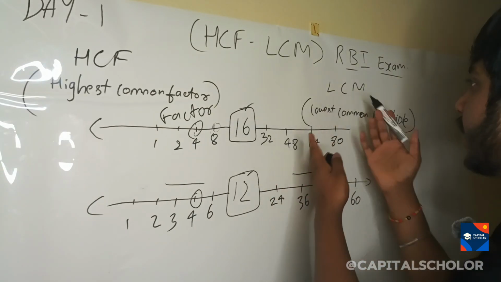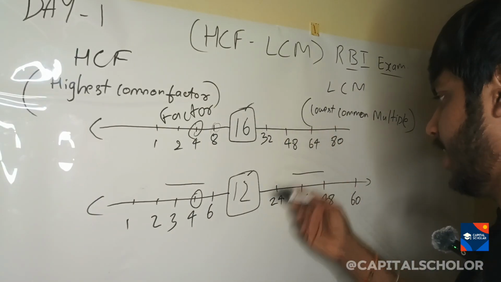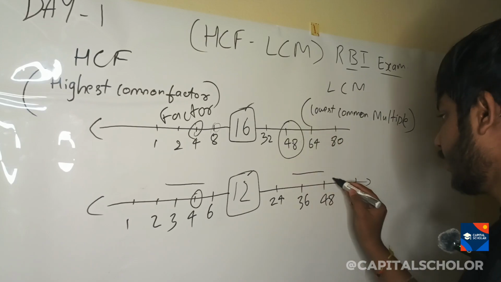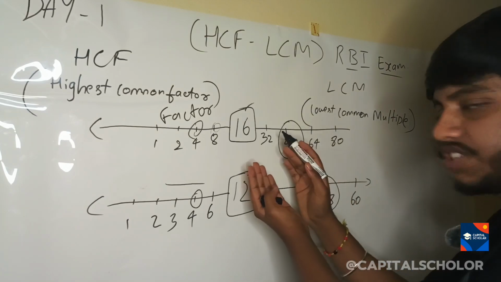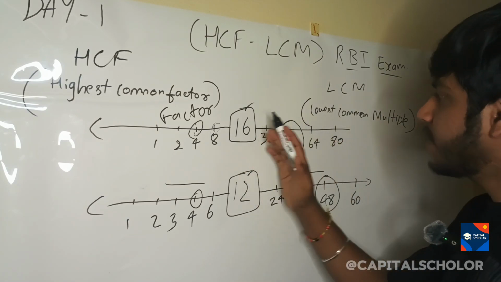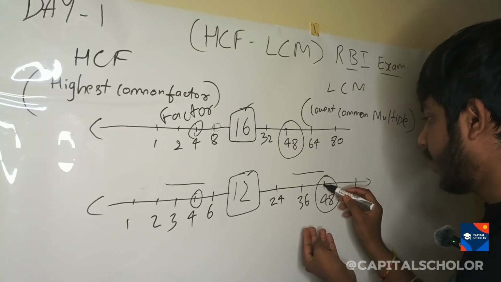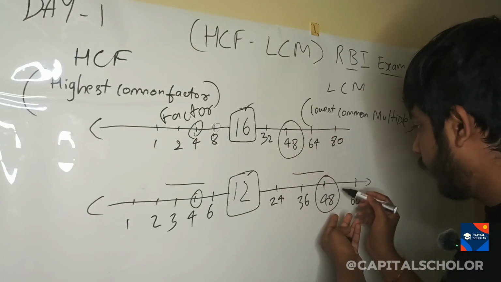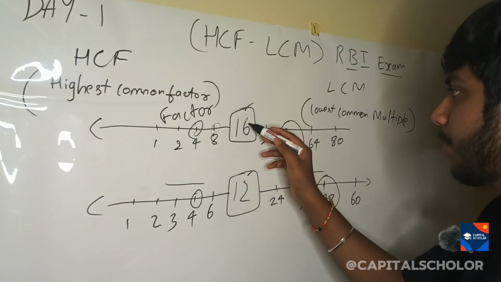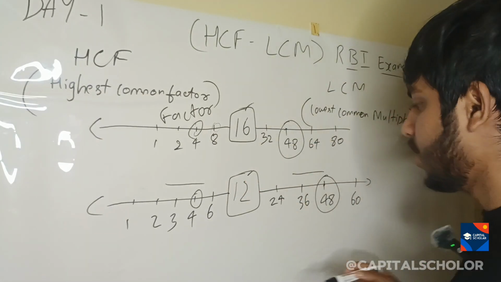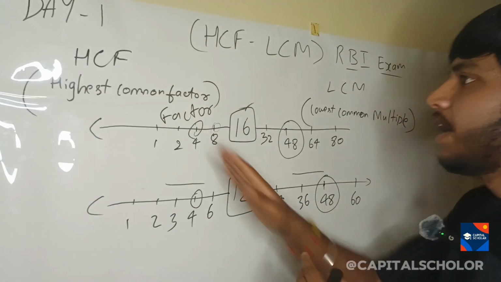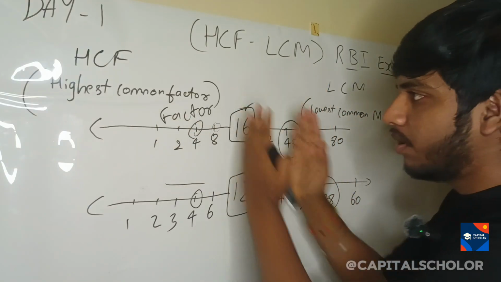Now let us find the LCM. The LCM of 16 and 12 is 48. It is the lowest common multiple: 48 is the lowest, 48 is common, and it is a multiple of 16 and also a multiple of 12. So these are the HCF and LCM of the particular numbers.